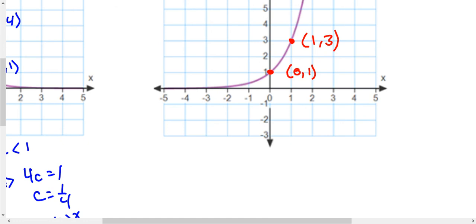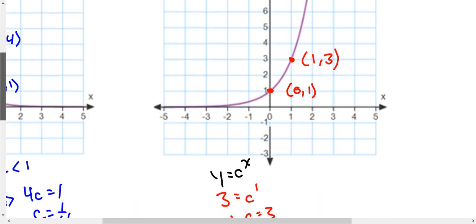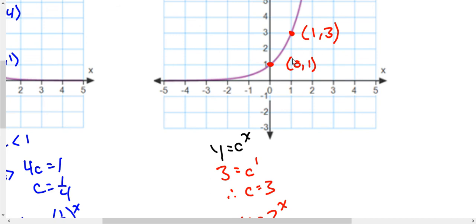Again, what I want to do is sub it into my equation. So I have y equals c exponent x as my base equation. Subbing in 3 and 1, what do we get? We get 3 equals c to the exponent 1. Well, c exponent 1 is just c. So therefore, c has to equal 3. So my final equation will be y equals 3 exponent x. And that's how we develop this equation here. So again, always look for a coordinate that you can read, and then all you have to do is sub in your x and y and isolate for c.